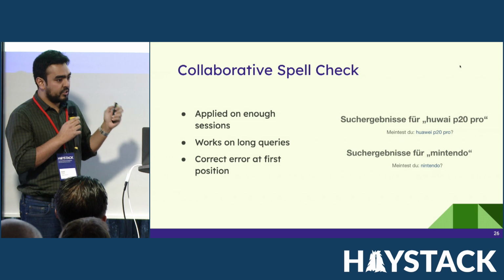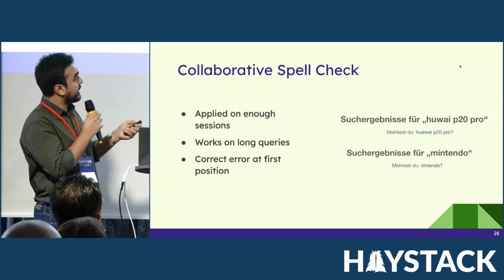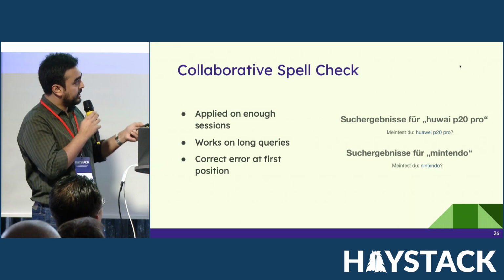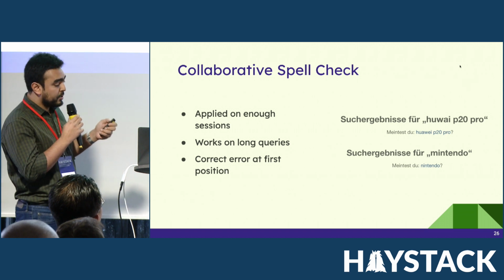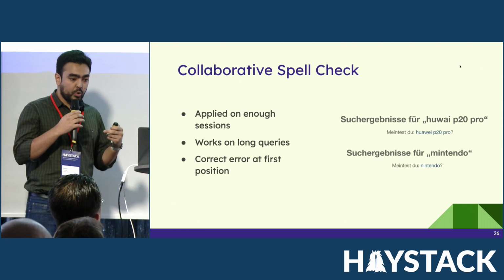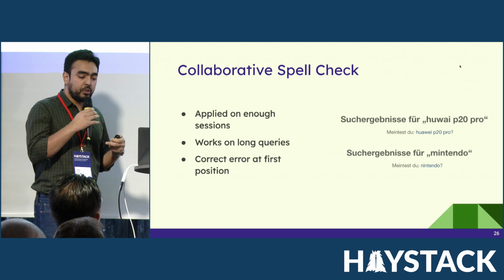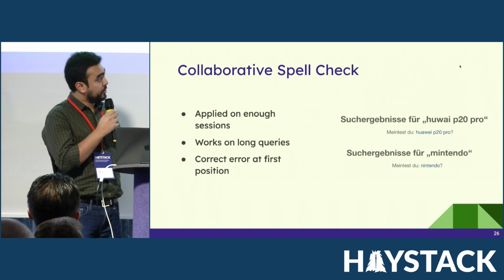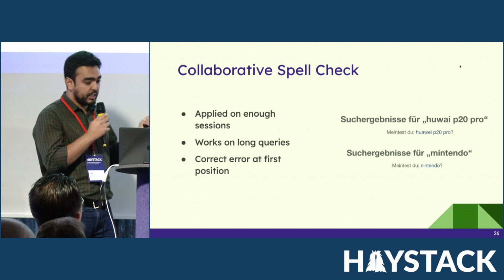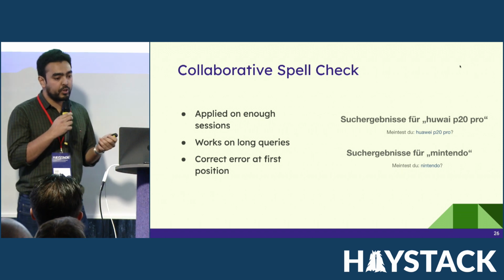Given enough sessions, trust me, we were able to actually correct the entire user query. So we were even able to maintain the semantic relations of the tokens and only replace what the user had misspelled. And it also worked for the Nintendo query. We were able to correct that.